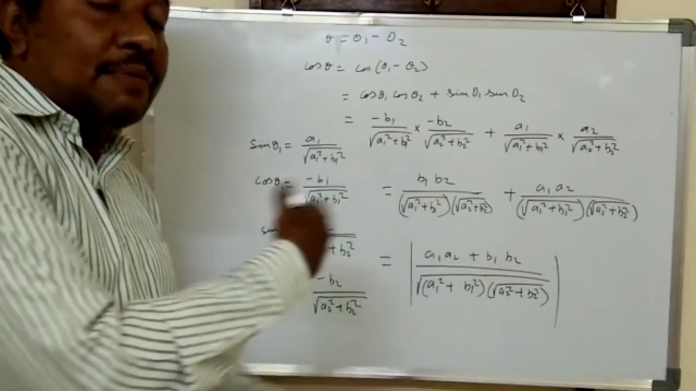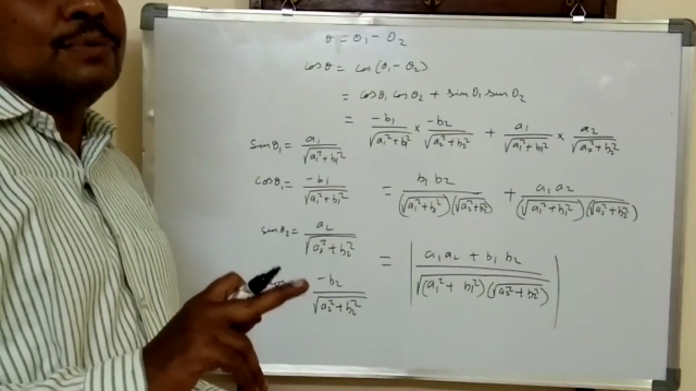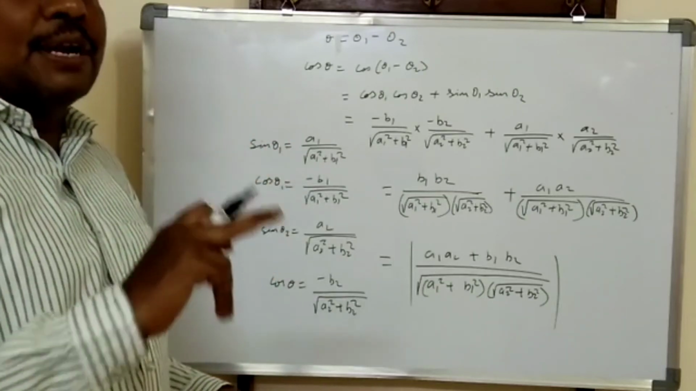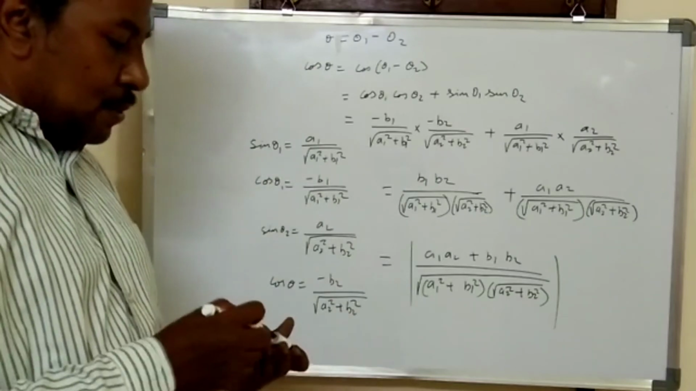In a similar manner, we can find tan theta. Tan theta is equal to a1 b2 minus a2 b1 by a1 a2 plus b1 b2. Like that we can find it out. Hope you understood this.